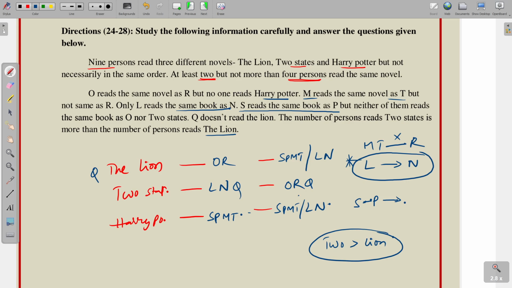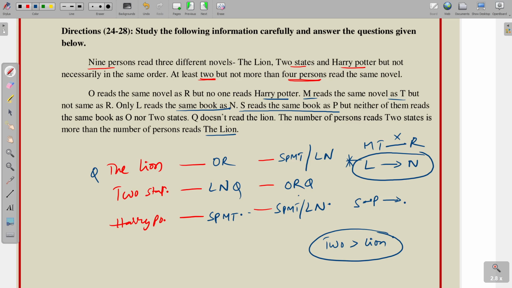నెక్స్ట్ పాయింట్, the number of persons who read 2 States is more than the number of persons who read the Lion. So O R and the Lion, so 2 States is more than the Lion. SPMT and O, L and N. And next, so ekkado manaki mistake ayindi. S read the same book as P, but neither of them read same book as O or 2 States. So O or 2 States ikkada raadu.